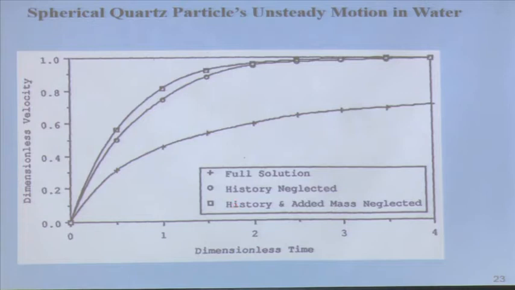Now, I said, if I neglect the history term, what is the sensitivity of each term on my prediction? It is one way of doing sensitivity analysis. If I neglect the history term, it will over-predict like this, and if I neglect both history and added mass, it will over-predict as well. So if I want to know the accelerating velocity, there is no other option, you have to use the full solution.